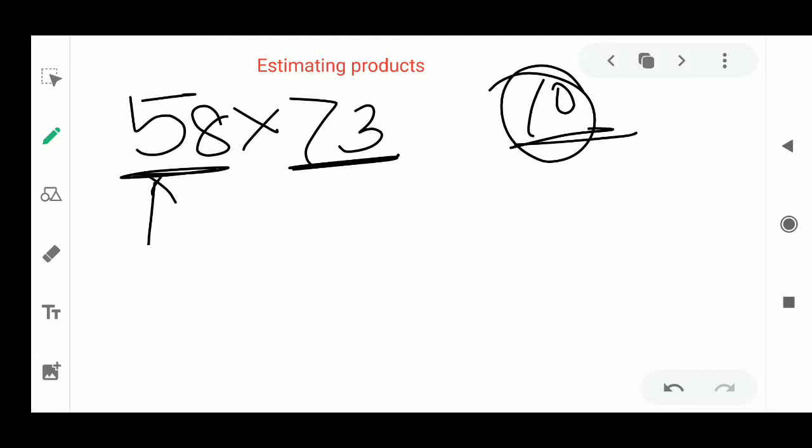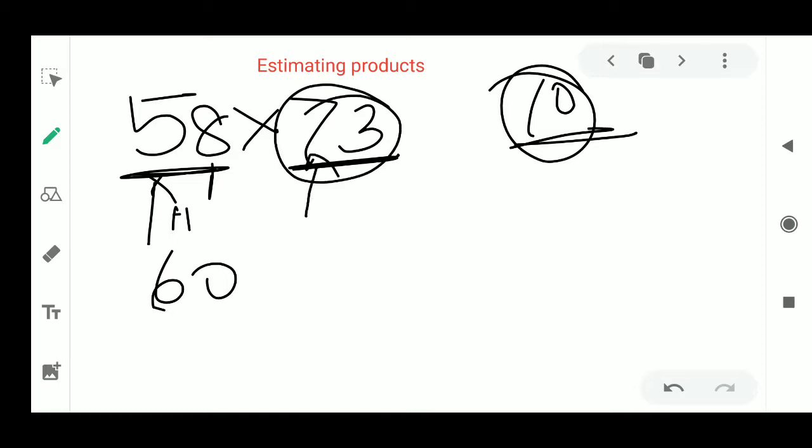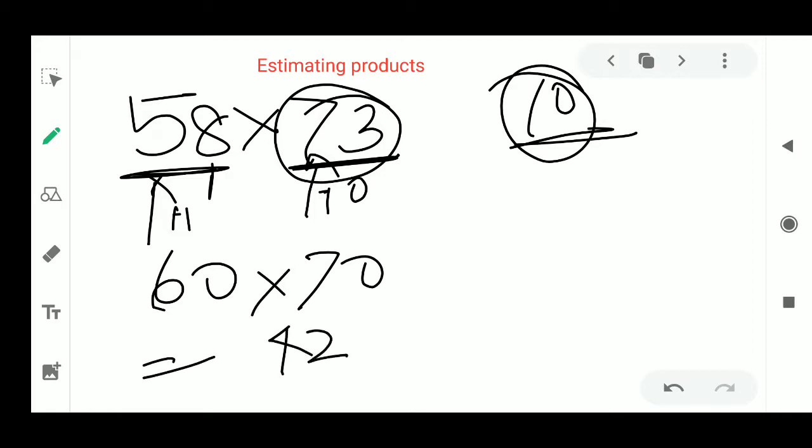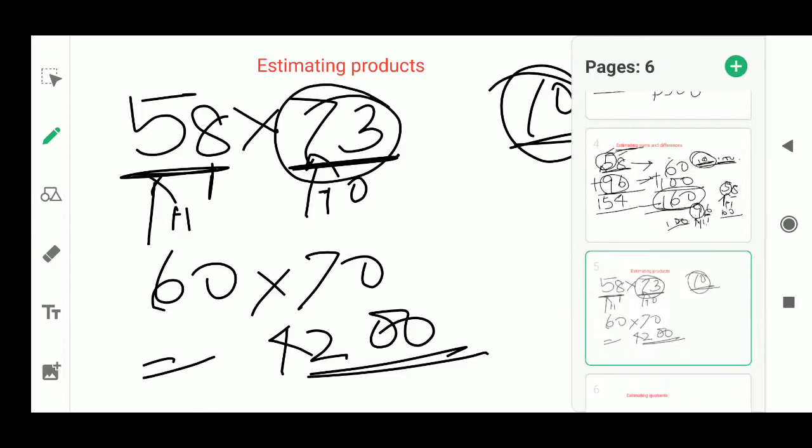So in the tens, here is plus 1, so it will become 60, 5 plus 1 and this becomes 0. Again here is 3, so 0 will be added, so 70. So 60 into 70: multiply the 6 and 7 and you get 4200. So this is the estimation of the product. So you can multiply numbers easily.